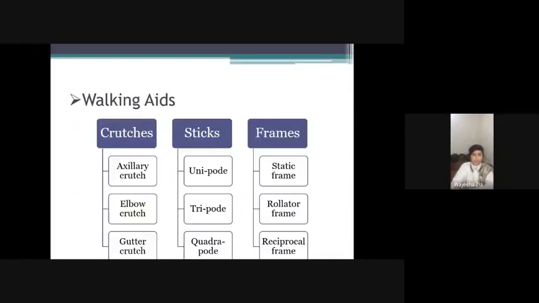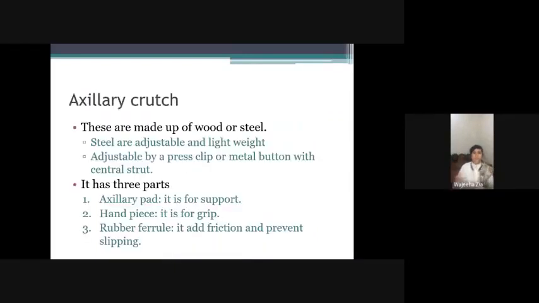In the crutches, there are three types: the axillary crutch, elbow crutch, and the gutter crutch. In the sticks, unipod stick, tripod stick, and the quadripod stick. And in the frames, I told you about three types of frame: the static frame, rollator frame, and the reciprocal frame. The elbow crutches are simple, the wooden or the steel one.